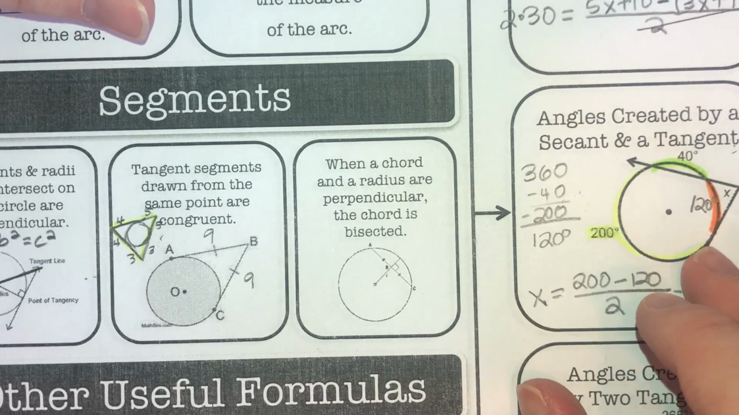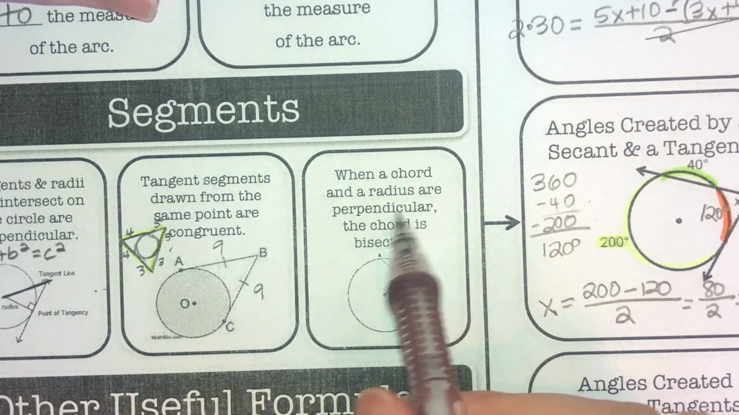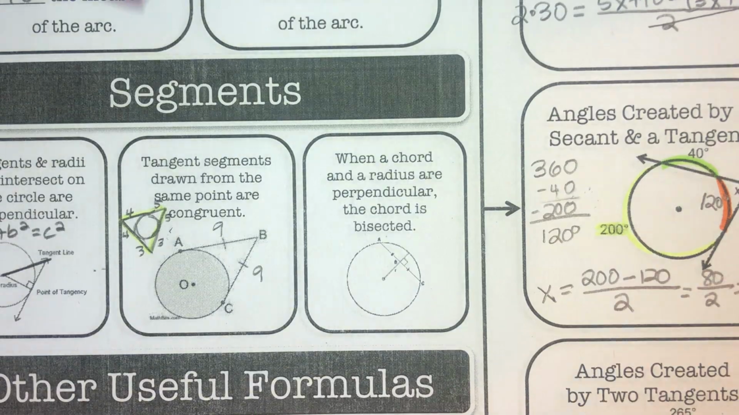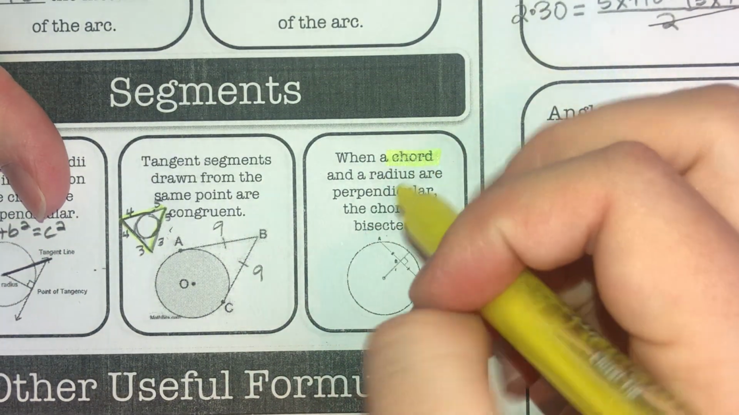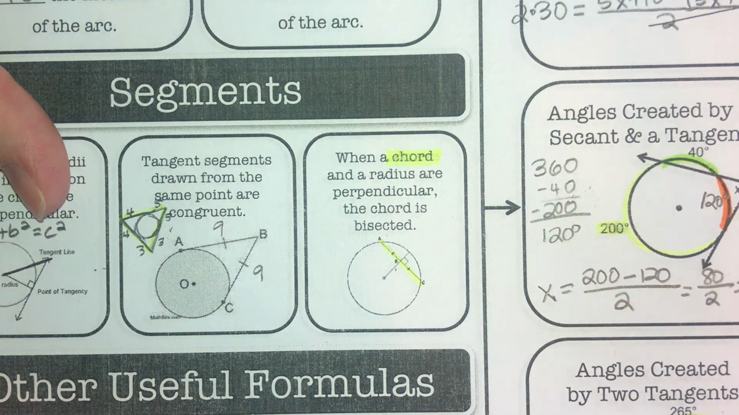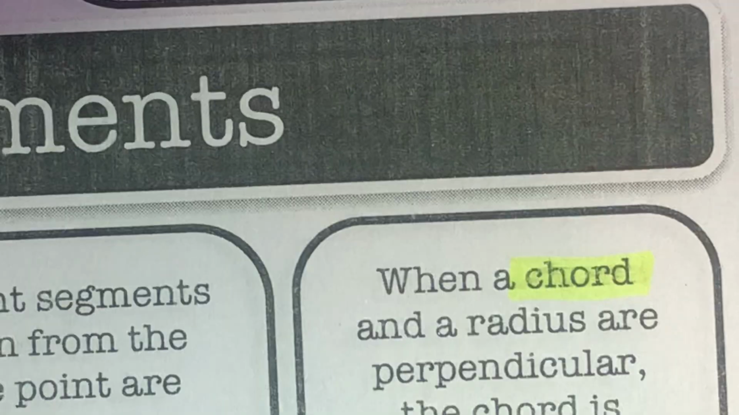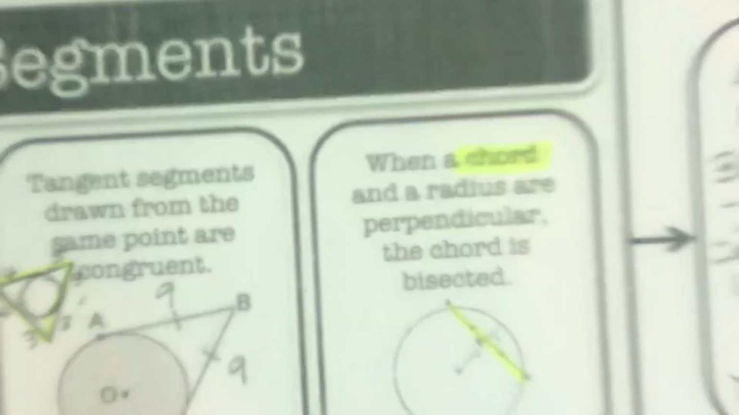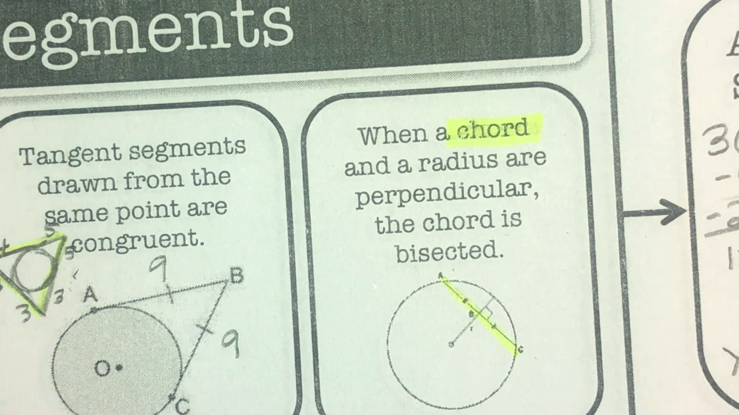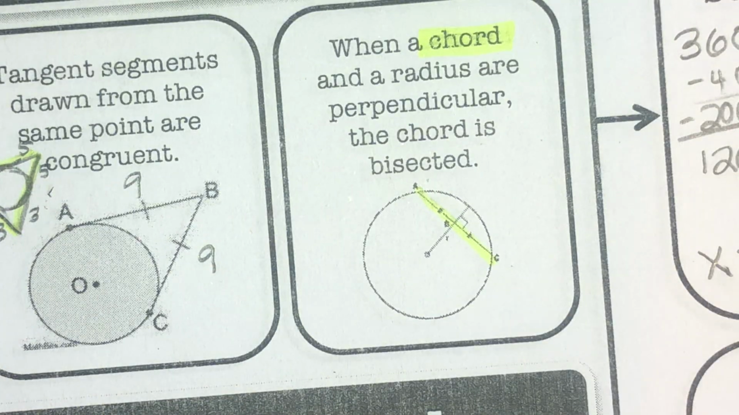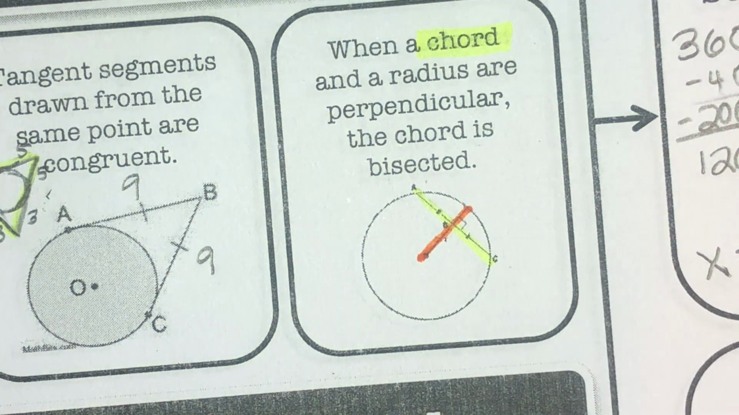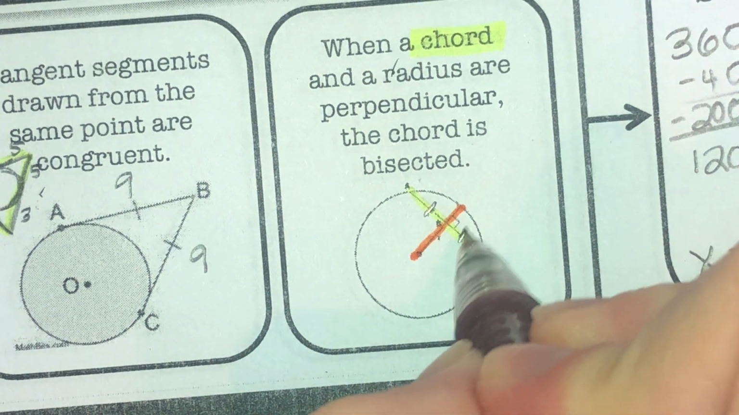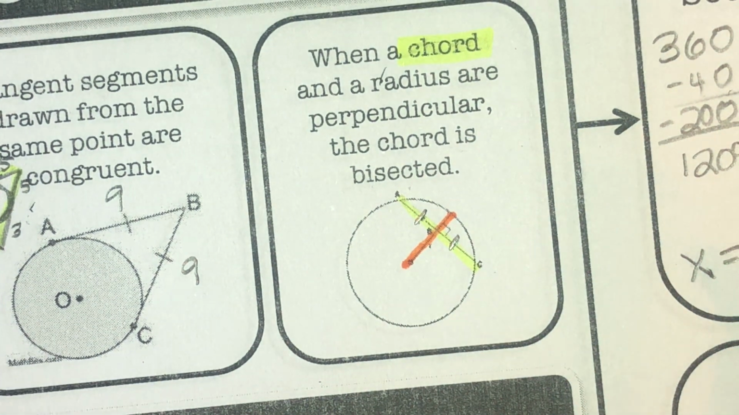Okay, and then we also talked about when a chord and a radius are perpendicular, then the chord is bisected. So in this picture, your chord is AC. I know it's really small and hard for you to read, but I'm trying to zoom in so you can see a little better. Okay, there we go. So there's your chord AC, and then your radius here is this one. The radius splits that chord into two equal parts, so it has those congruent marks, but you might want to make that a little bolder.